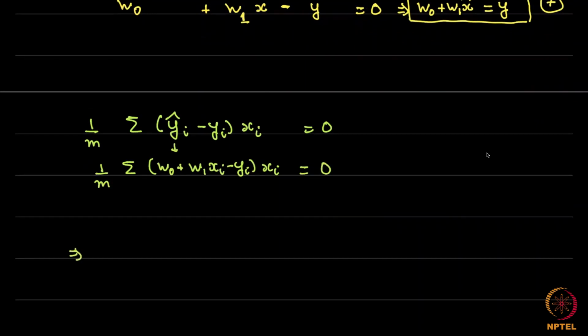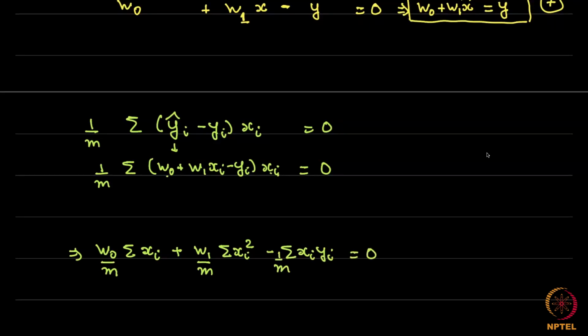So same thing. The first term is W naught sigma, the whole divided by m. Sorry, I made a mistake here. Sigma xi. Okay, so W naught times xi. So W naught can be taken out. So W naught sigma xi divided by m. The next term is W1 sigma xi square divided by m. And the final term is sigma xi yi divided by m. This whole thing equal to 0.